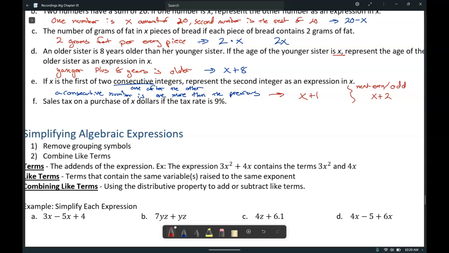Sales tax on a purchase of x dollars if the tax rate is 9%. Tax is a percent of the cost. So to start, we have a percentage, 9% of means multiplication, and cost is x. But we don't ever actually multiply with percents or do any operation with percents. We have to write them in decimal notation, 0.09 times x.